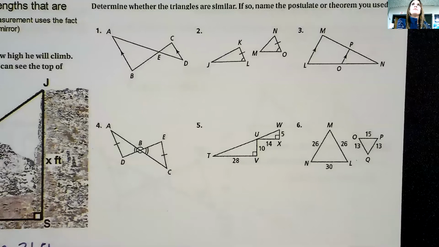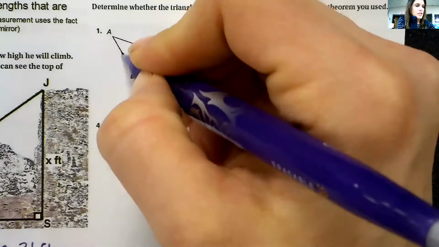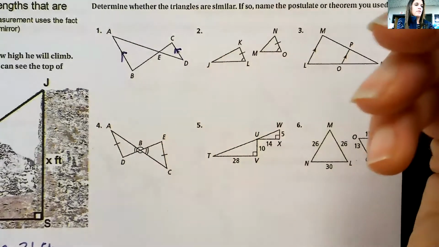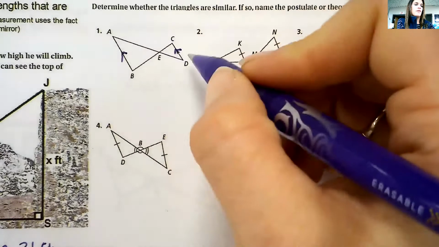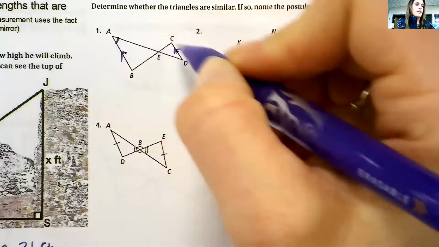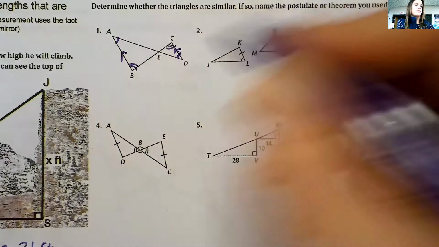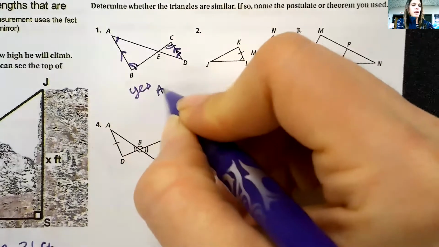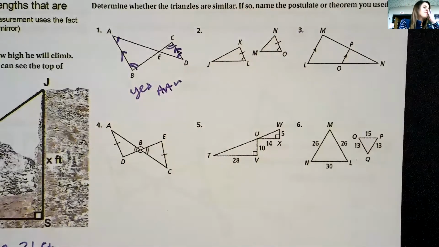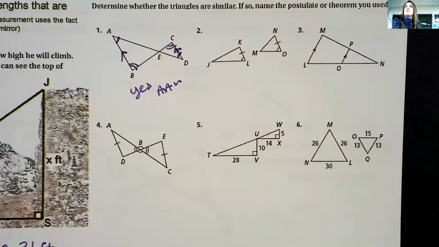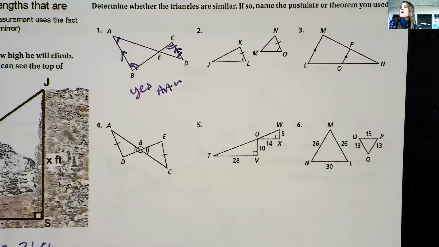Number 1, they mark these sides parallel. If those sides are parallel, alternate interior angles are congruent. So this one ends up being yes by angle similarity. Watch for those little arrows showing parallel lines. That gives you equal angles.